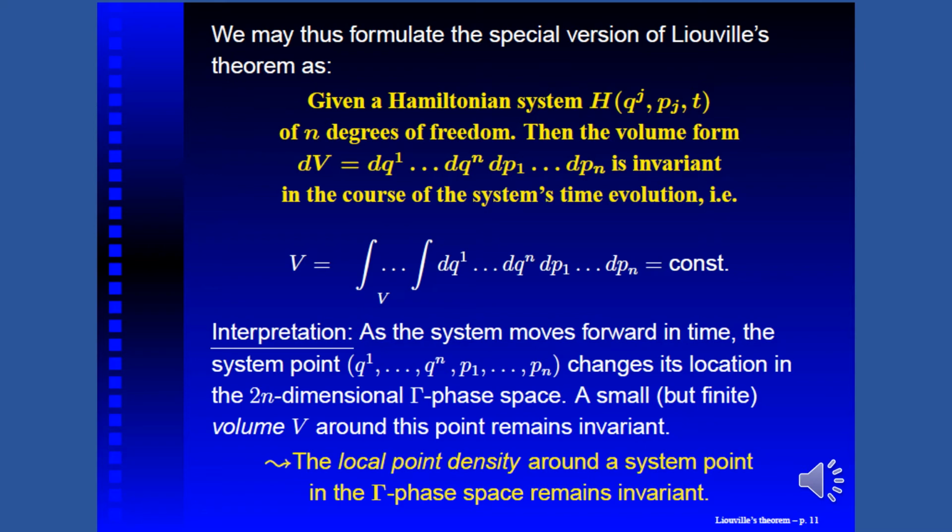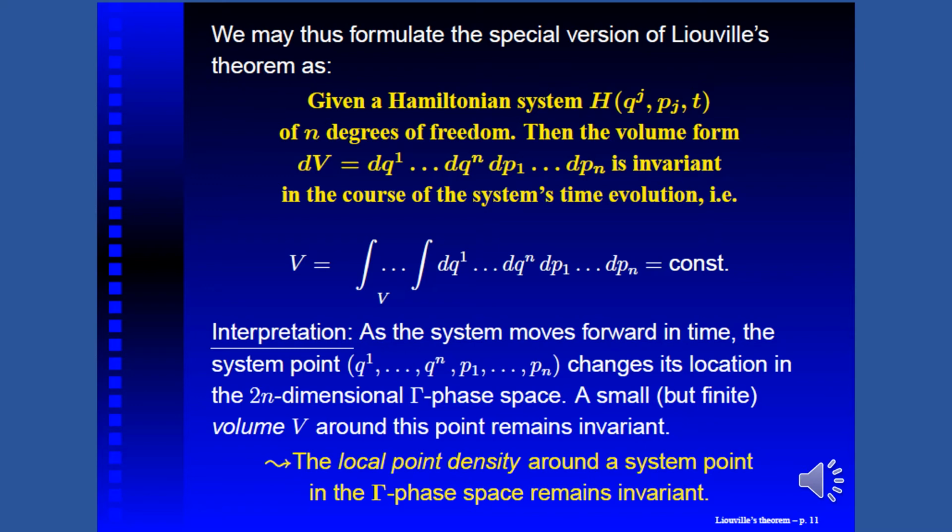We may thus formulate the special version of Liouville's theorem as: given a Hamiltonian system H(qj, pj, t) of n degrees of freedom, then the volume form dV equal to dq1 through dqn, dp1 through dpn is invariant in the course of the system's time evolution. So V, equal to the integral of dq1 through dqn, dp1 through dpn, is constant.